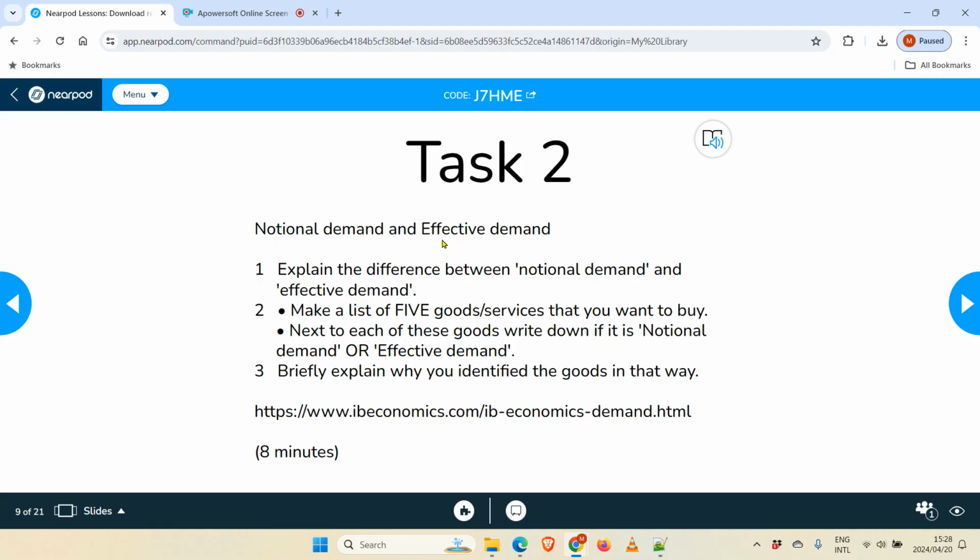The difference between effective demand, actual demand, and notional or ineffective demand. So here, 3 questions. What's the difference between these two types of demands? Then I want my students to make up a list of 5 goods that they want to buy, and for each of those goods to indicate whether for them it is a notional demand or an effective demand, and then to briefly explain their answers. And this is a website that they could consult in doing this task.